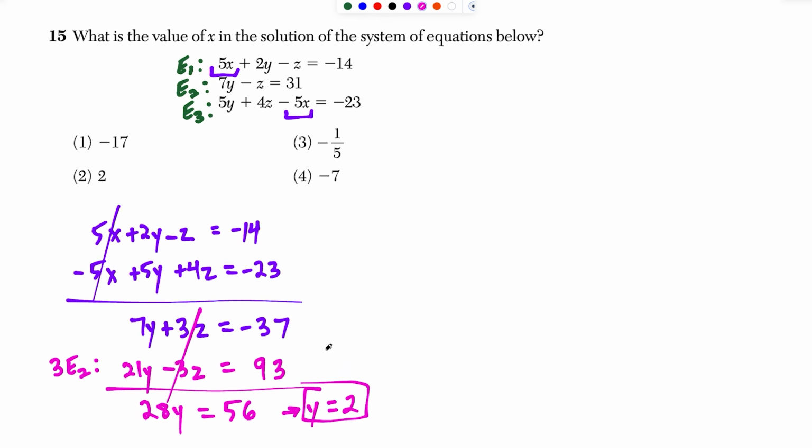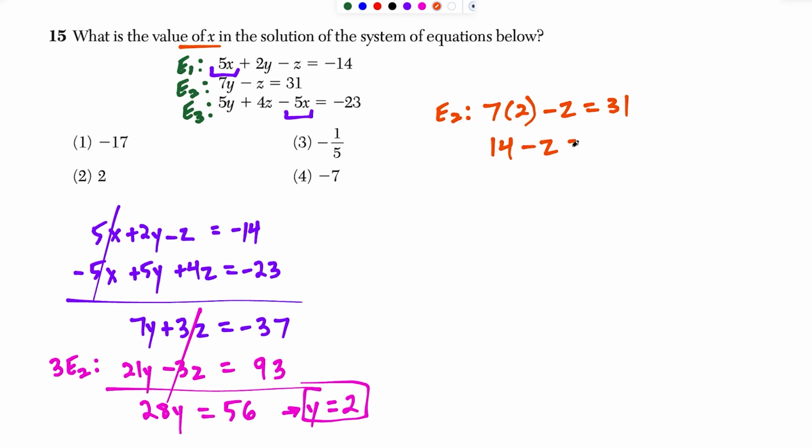But the question is not asking us for the y value. They want to know what is the value of x. But now that we have one of the variables, we could use this to solve for the other ones. So let's say I take equation 2 now. I have 7 times y, which is equal to 2, minus z is equal to 31. And now just work this out.